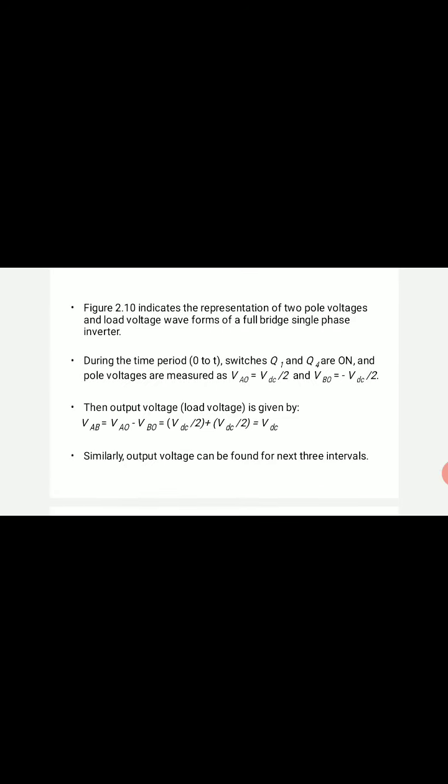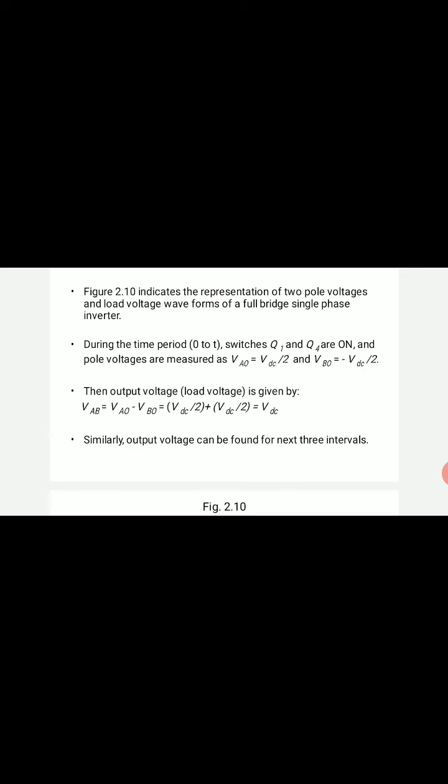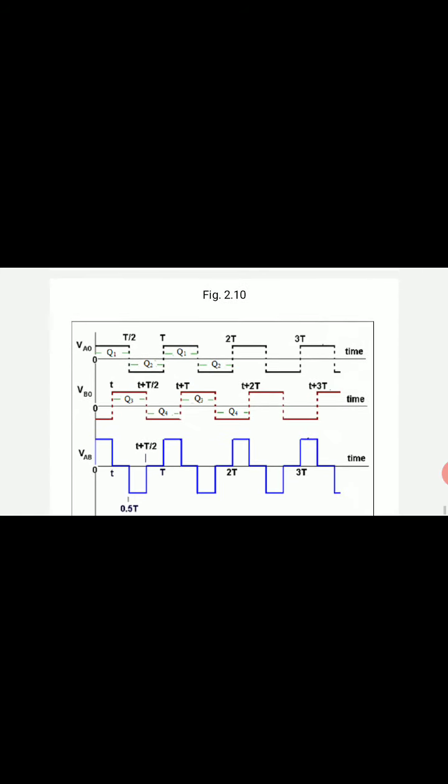Now we'll see the output waveform for the full bridge voltage source inverters. In this case, it indicates the representation of two pole voltages and load voltage waveforms of a full bridge single phase inverter. During the time period 0 to T, switches Q1 and Q4 are on and pole voltages are measured as VAO equal to VDC by 2, VBO equal to minus VDC by 2. If you need to see the waveform, you can see it here clearly.